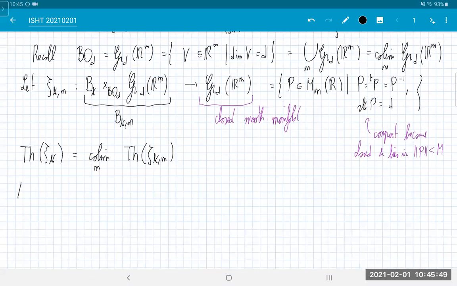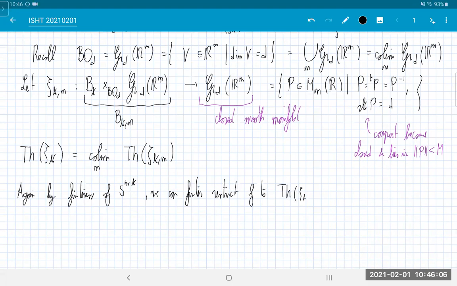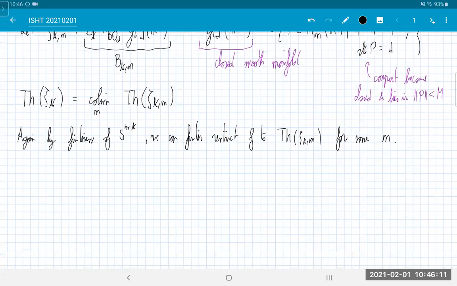So now, okay, again, by finiteness of S m plus k, we can further restrict F to the Thom space of Xi k comma m for some m. So we have this map, and these in a very complicated way map into omega infinity sigma infinity Thom psi, and the composition is the map we started with.